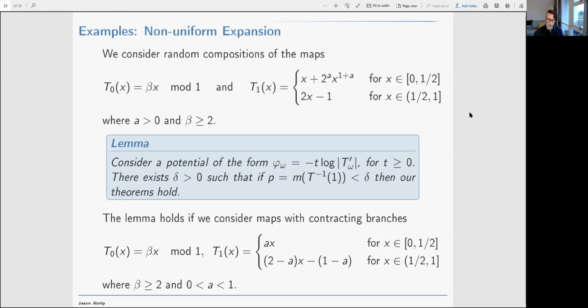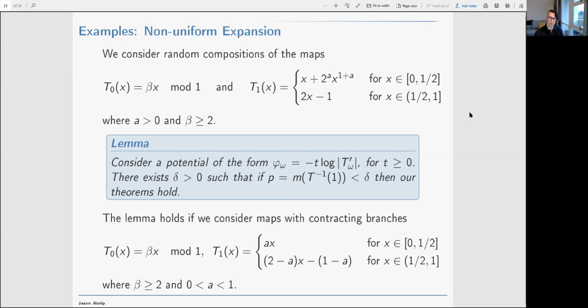And for our T1, we have the Manneville-Pomeau map, which has an intermittent fixed point at 0, which means that the derivative at 0 is equal to 1. So the problem would be if we had the map T1 composed with itself many, many times, it would take a very long time for any point close to 0 to map away from 0.